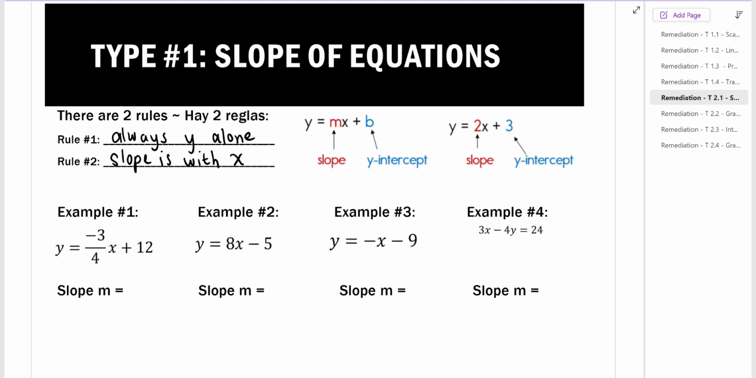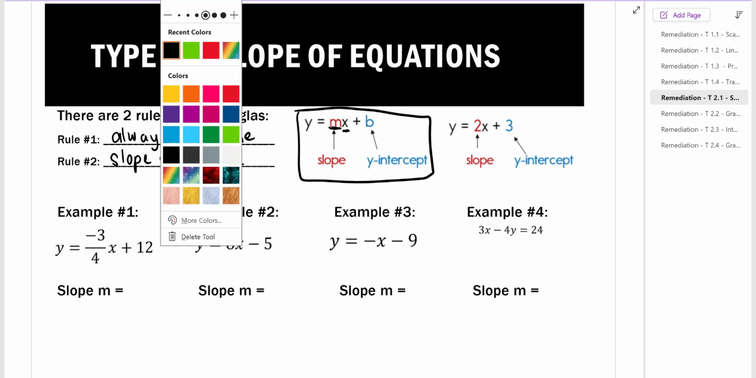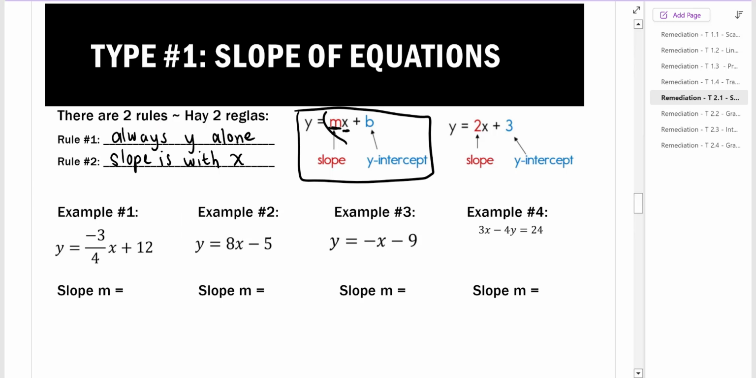Okay, so we have a perfect example here. Este es un ejemplo. Slope is with x. Slope siempre es con la x. Okay, I like to say they are best friends. Me gusta decir que slope y x son mejores amigos with a heart. Okay, so slope is 2 and the best friend is x in this example.